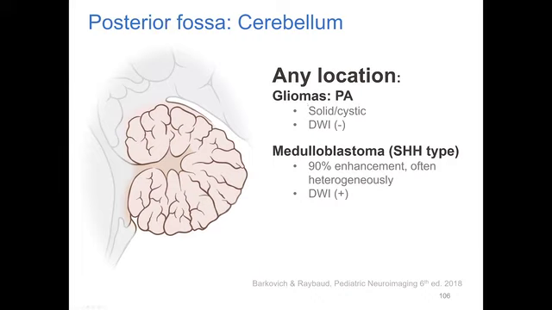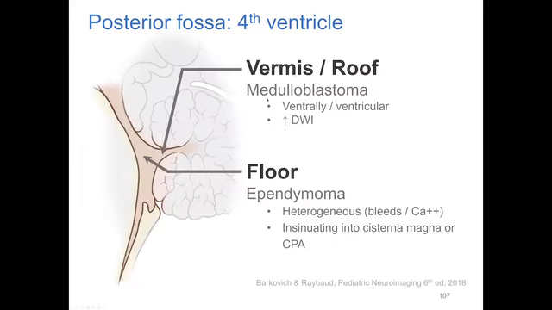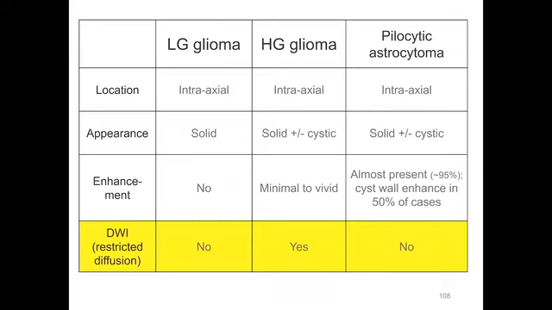Cerebellum, think about gliomas again, and medulloblastoma if you see a high-grade tumor. In the fourth ventricle roof, think about medulloblastoma. The floor, think about ependymoma. Ependymoma tends to be more heterogeneous with blood and calcification, insinuating into the cisterna magna and the foramina. And remember this table, which is very important and probably easy for you to remember, using diffusion to differentiate high-grade tumor and pilocytic.